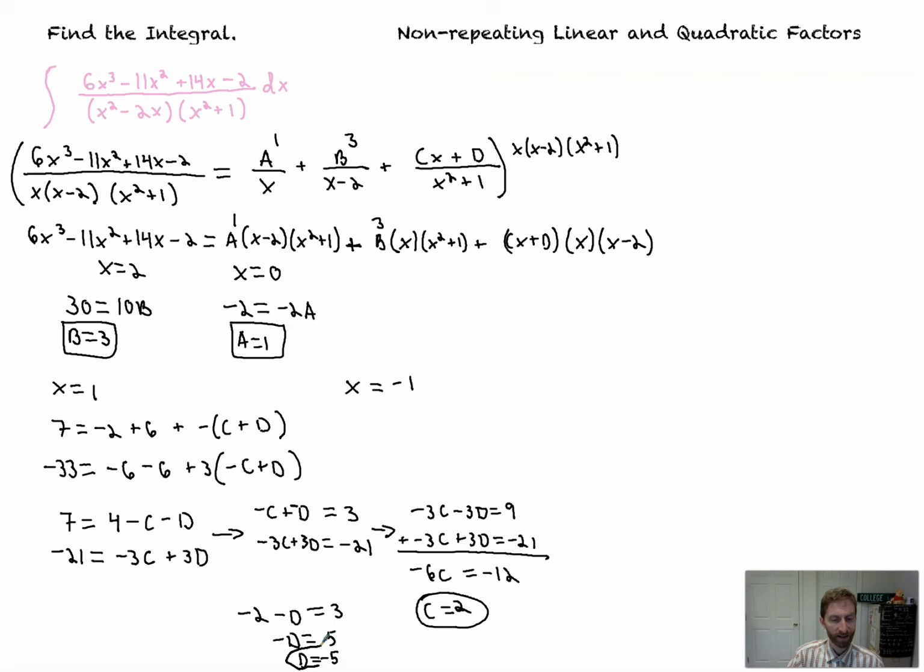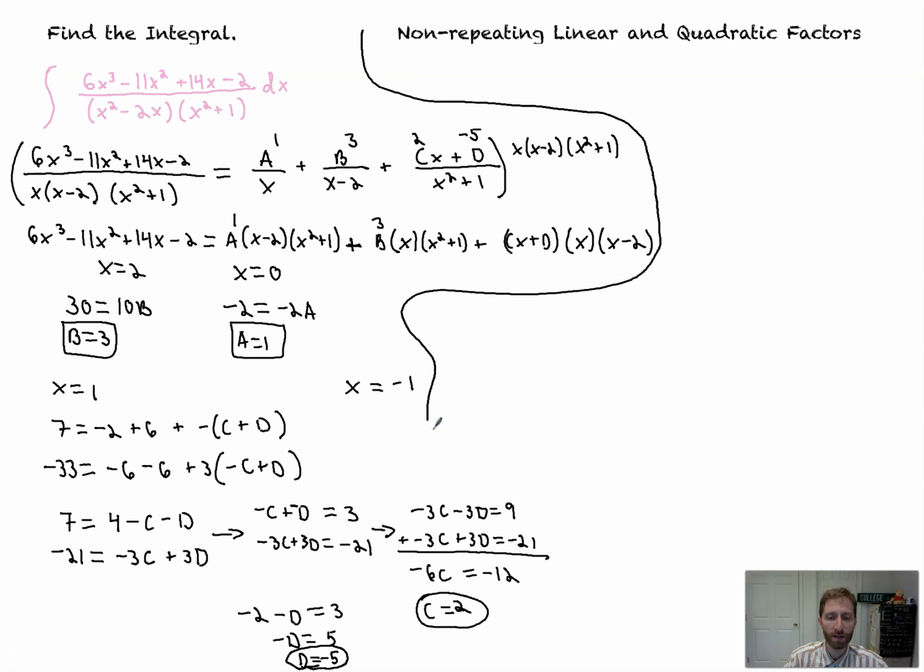Dudes, if your professor or teacher makes you do this one, I'm so sorry. But I've got you covered. You've got A, B, C, and D now. So C is equal to 2, and D is equal to negative 5. So here's the rough part. You do all that work and you think, oh, this part's easy. No, the integral's a little bit gross too.